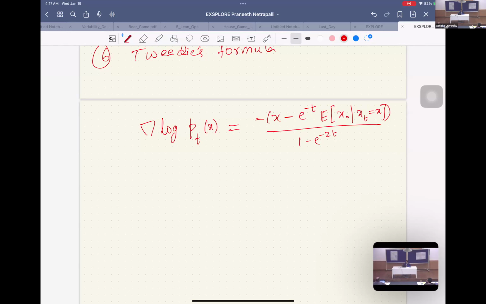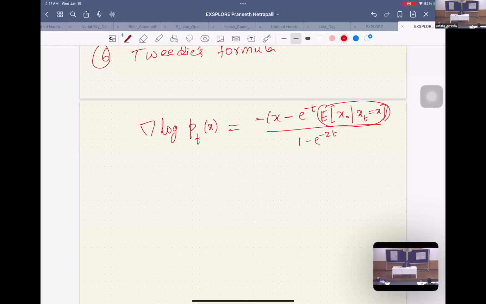And that is given, at x, by minus of x minus e to the minus t times the expected value of x0. So what was the starting point x0 if I were currently at x at time step t, divided by 1 minus e to the minus 2t. The good thing about this is that the only thing that we need to learn or estimate is the expected value of x0, given that at time step t I'm at x. And this we can easily do from samples by the noising process.